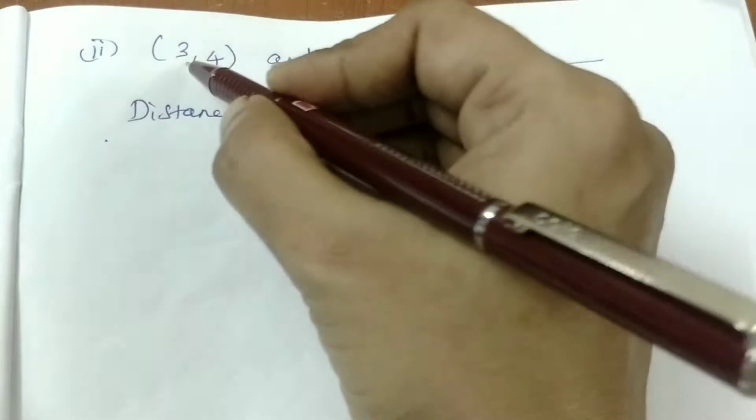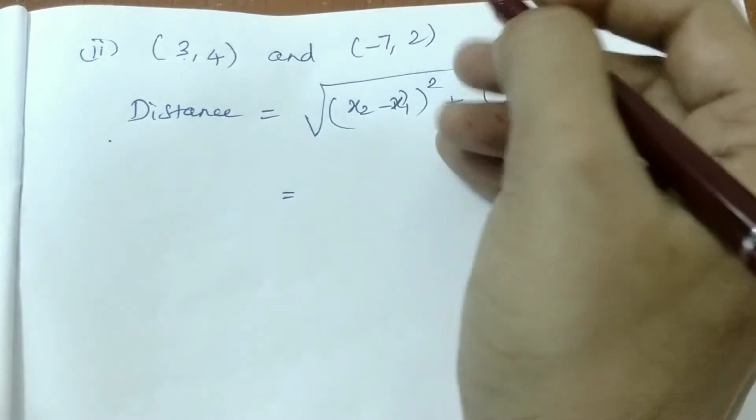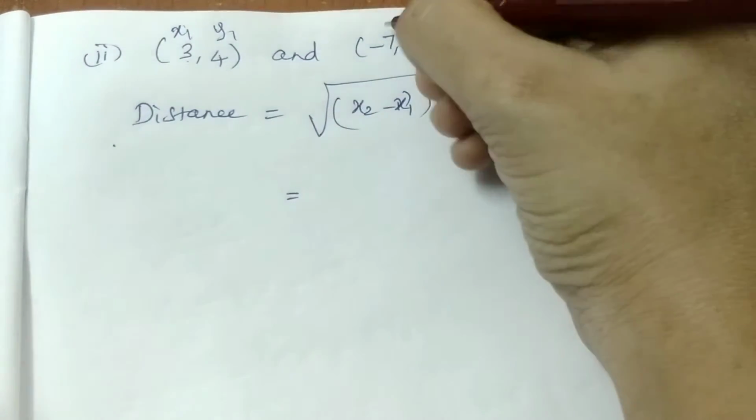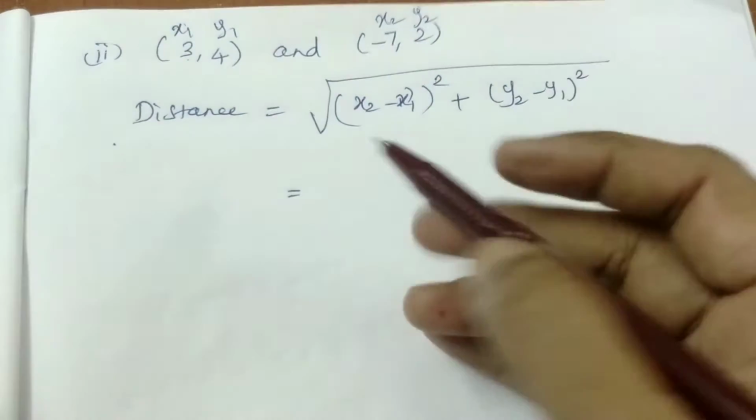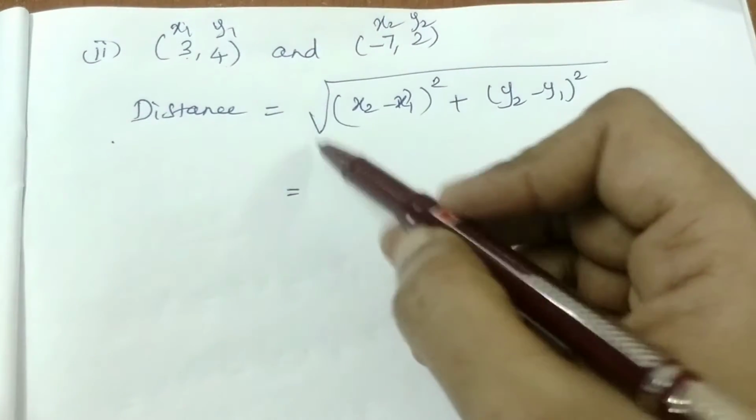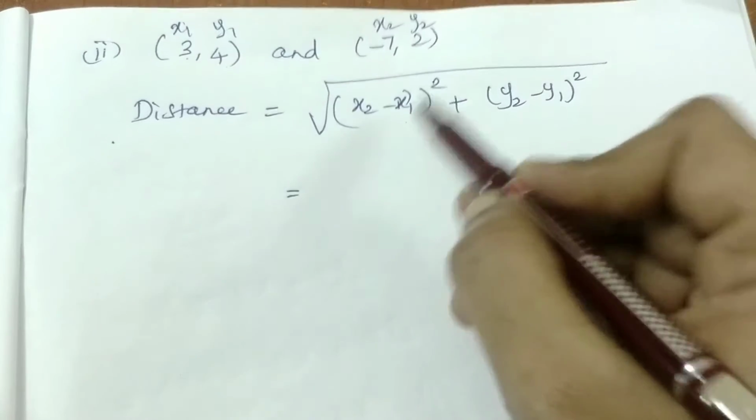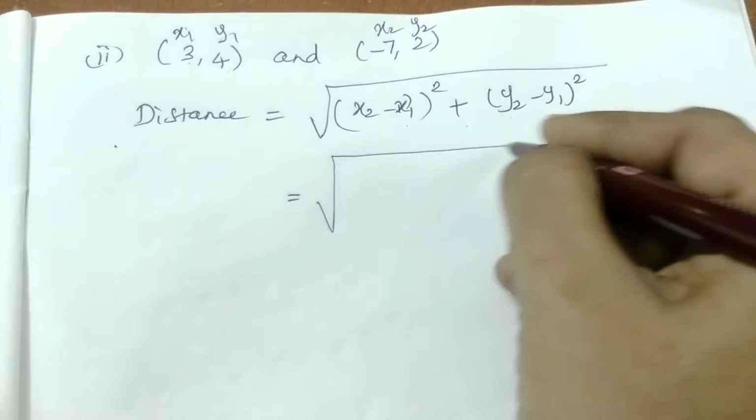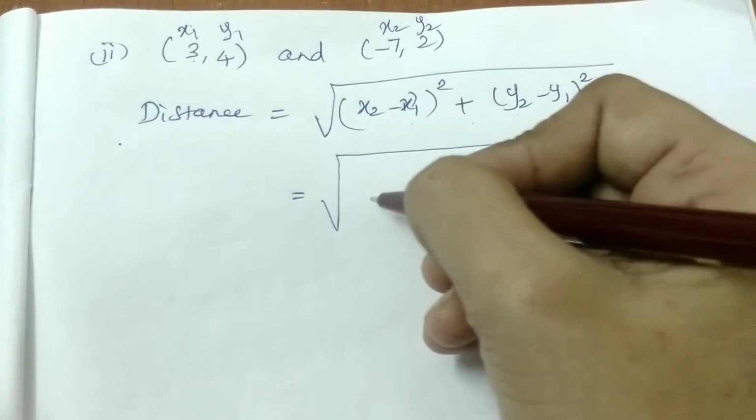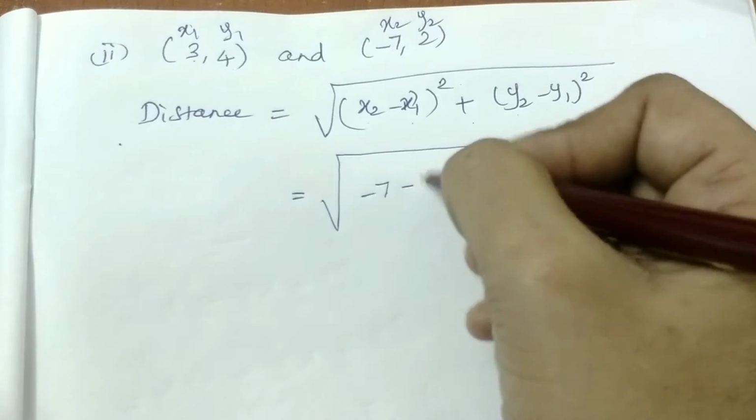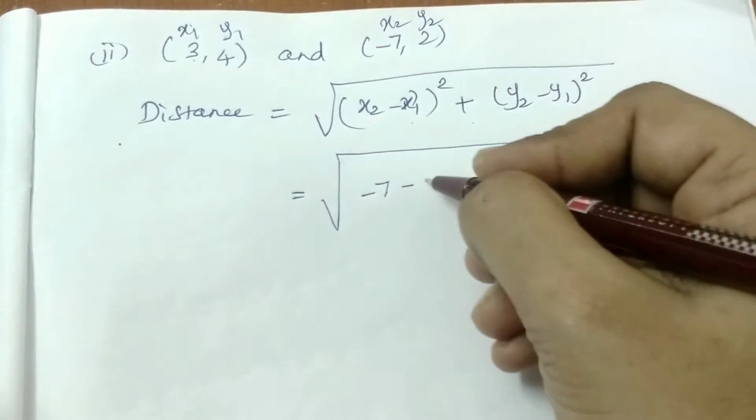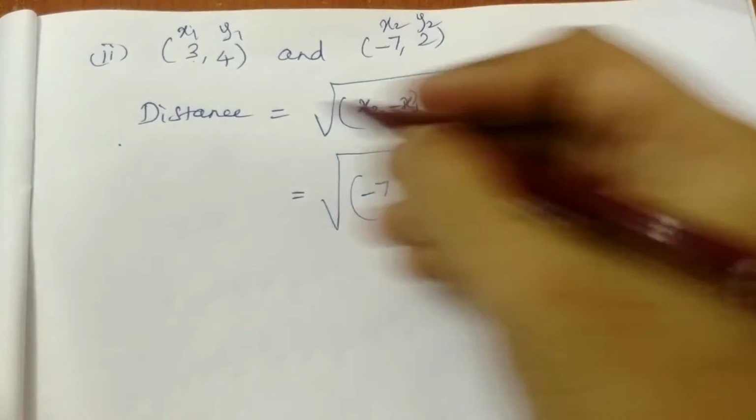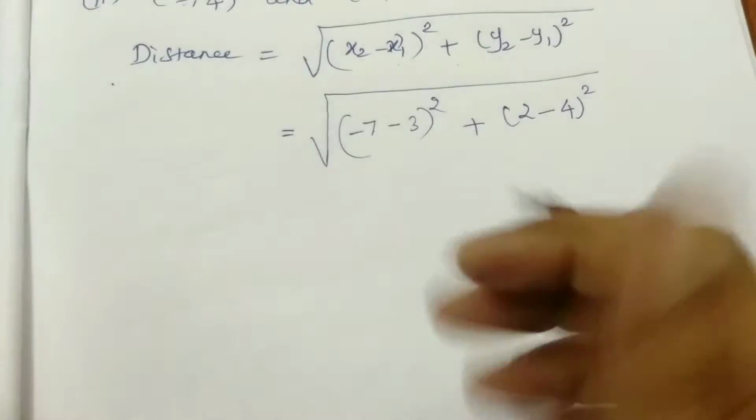Second subdivision: (3, 4) and (minus 7, 2). So take this as x1, y1. Take this as x2, y2. Now our distance formula is square root of (x2 minus x1) the whole square plus (y2 minus y1) the whole square. So square root of x2 is nothing but minus 7, minus x1 is nothing but 3, the whole square, plus our y2 is 2, minus y1 is 4, the whole square.